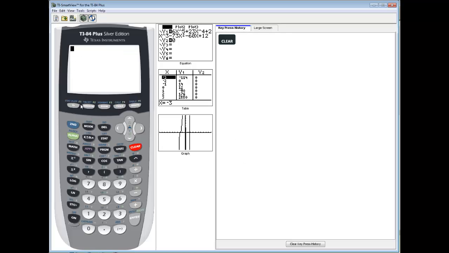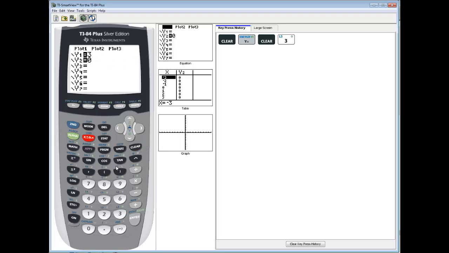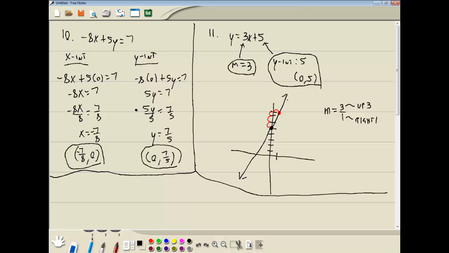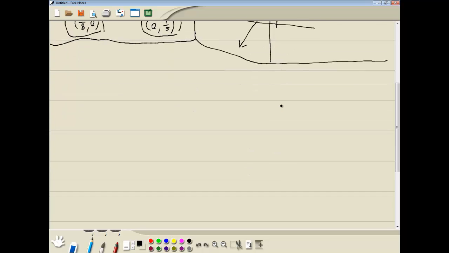Okay. I'm going to go to y equals and press clear. And it's 3x plus 5. So do 3x plus 5 and then graph. Which should be the same graph we got by hand, more or less. Calculator's more accurate than I am.